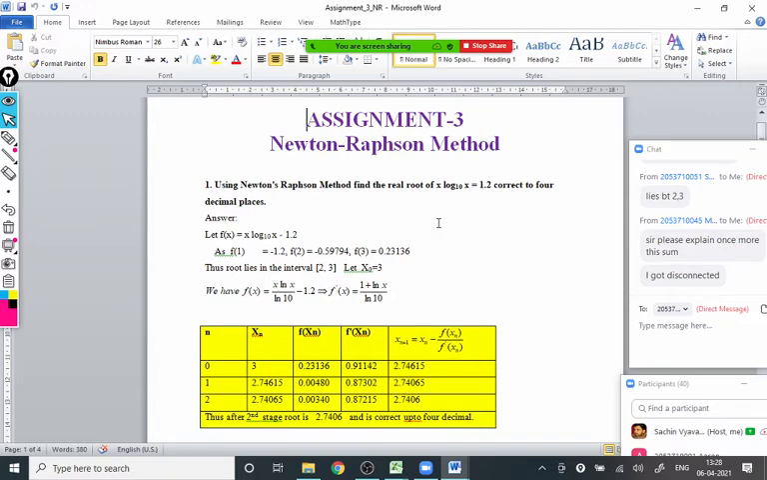Coming to the last method here for algebraic equations, we have to find the root of x log x at base 10 equal to 1.2 by the Newton-Raphson method, correct to 4 decimal places. You'll observe f(x) is x log x at base 10 minus 1.2, that is given. So f of 1, f of 2, f of 3 were calculated, and f of 2 is negative, f of 3 is positive. So we said the root exists in the interval (2, 3).